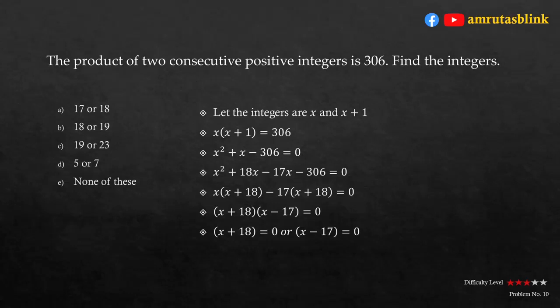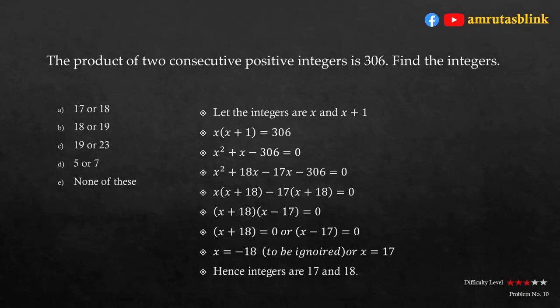Now if x plus 18 is equal to 0, x is equal to minus 18, but it is to be ignored because it is given that the integers are positive integers, hence we cannot take the value of minus 18. So x minus 17 is equal to 0. Now in that case x is equal to 17, hence the given integers are 17 and x plus 1, that is 18. So the answer option is A, that is 17 and 18.